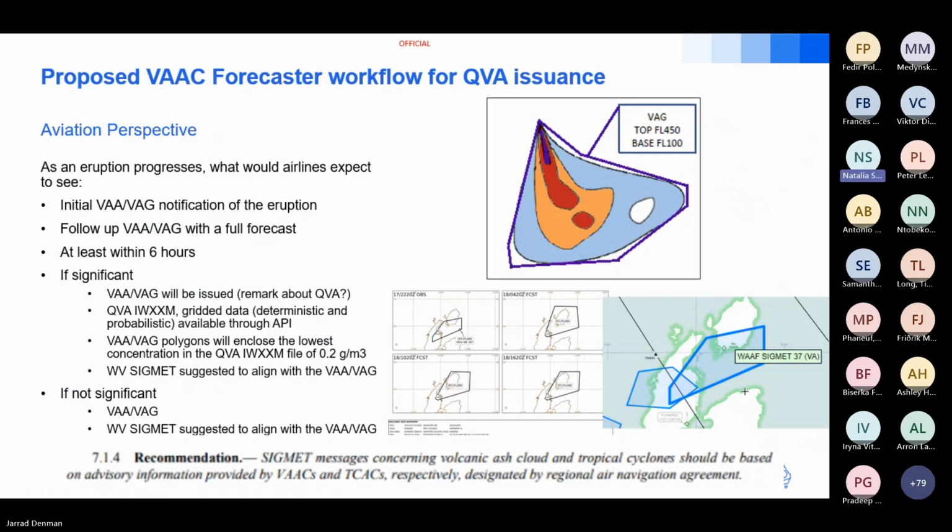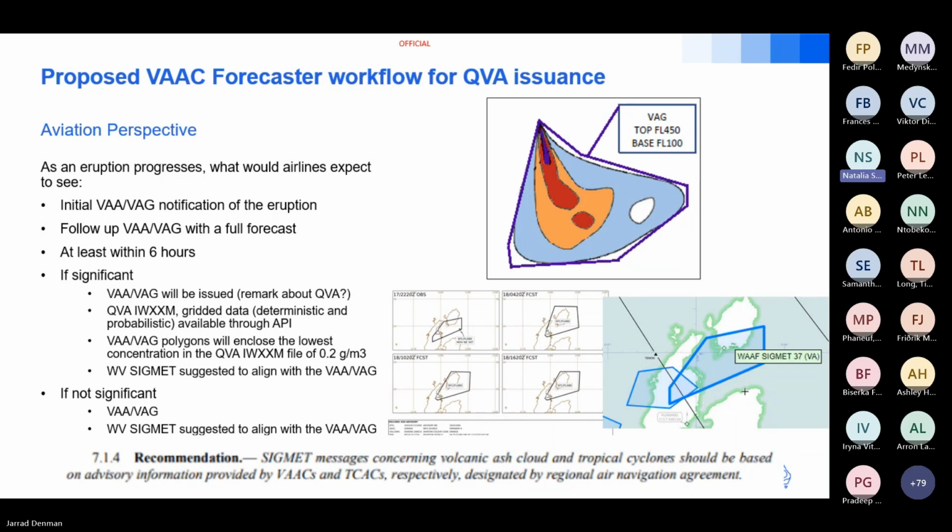So for the aviation perspective, what would airlines expect to see in terms of products coming out? So you'd have your first volcanic ash advisory that would be provided. So your volcanic ash advisory and graphic. You'd get your follow-up volcanic ash advisory with a full forecast. So after that one's issued, the products usually say updated within at least 6 hours.